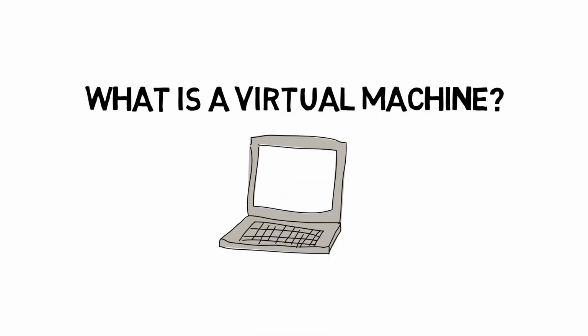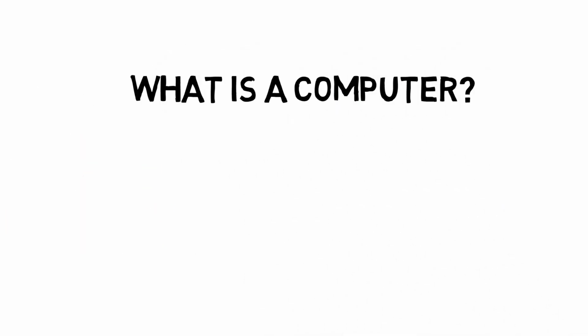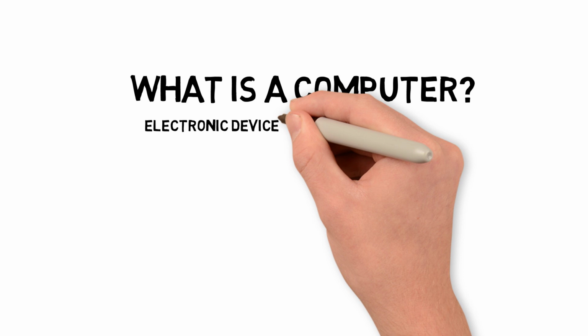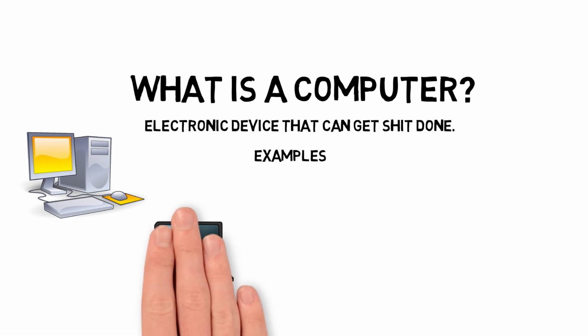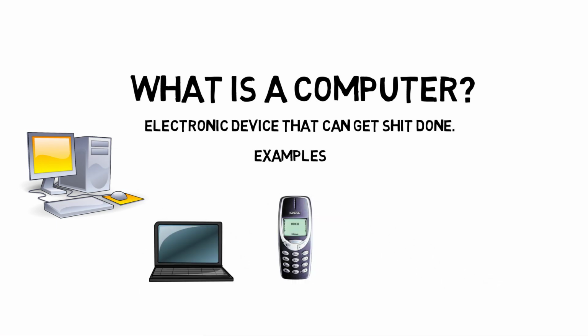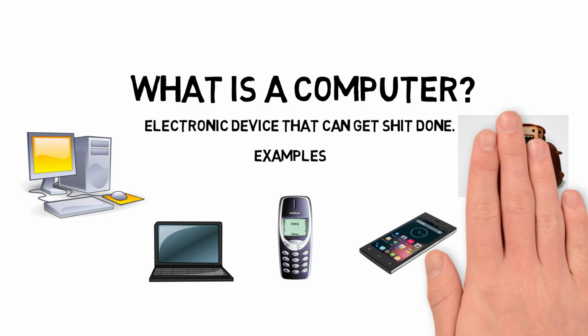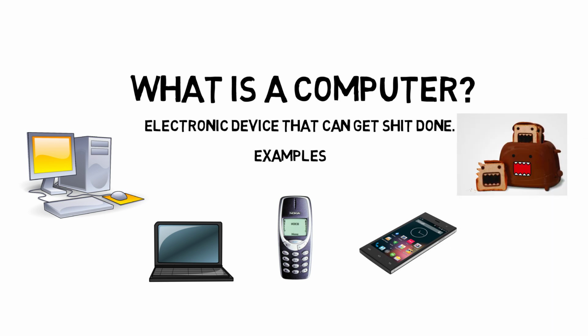In this video, we will briefly go over what a virtual machine is. Let's get started. To watch this video, you have to be using a computer. A computer is an electronic device that can perform some predetermined instructions. Examples of computers are a desktop computer, a laptop, a cell phone, or a smartphone. Hell, even some toasters nowadays are computers.